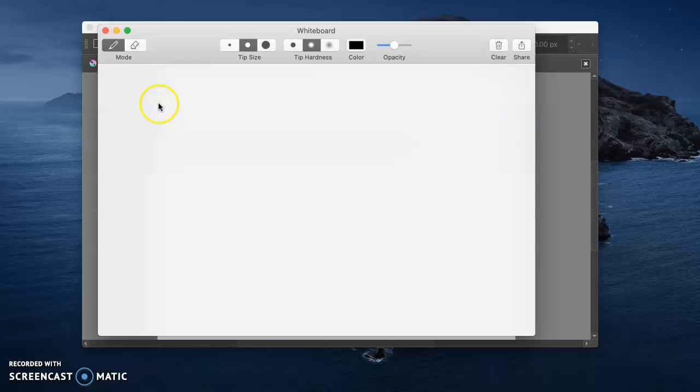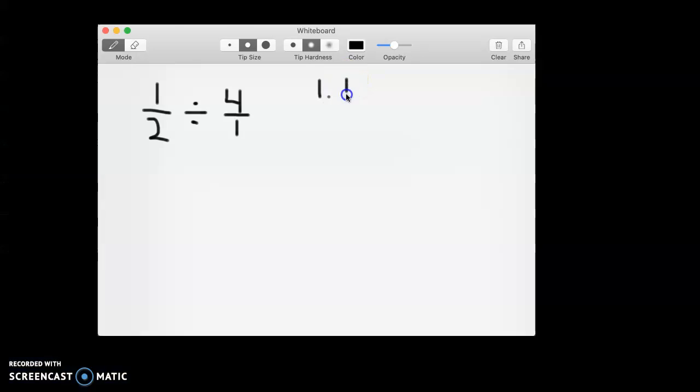First example, let's say we have 1/2 divided by 4. So we need to first make this 4 a fraction. Since it's a whole number, we should know that it's always above 1. A whole number as a fraction is always above 1. So now let's do the first step, KCF.